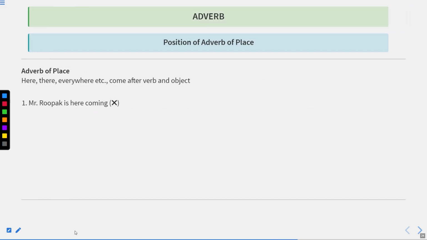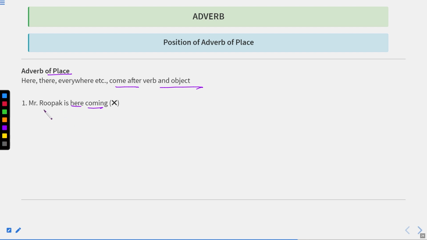Adverbs of place: here, there, where, etc., come after the verb and object. Mr. Rupak is here coming. Of course the sentence is incorrect. So how will you rectify this? Is here coming. This is an adverb of place. Whenever we have an adverb of place, it should come after the verb and the object. Likewise with adverbs of manner, we do the same thing in adverbs of place as well. We place the adverb of place after the verb and the object in a sentence.